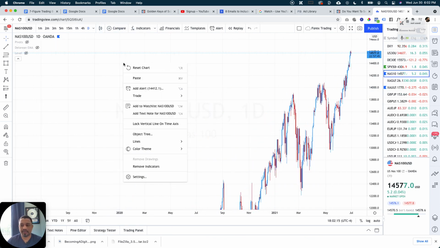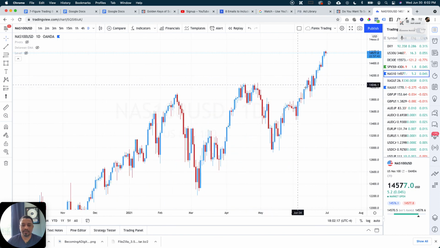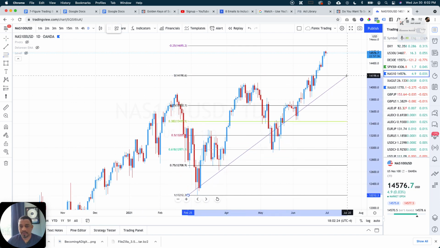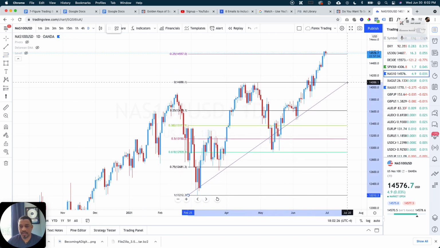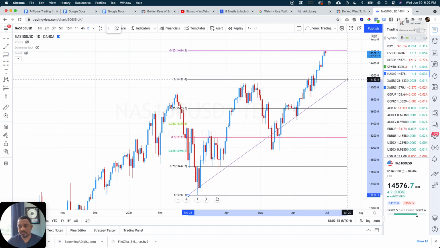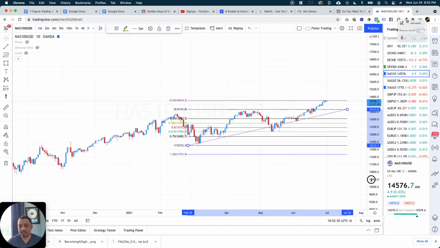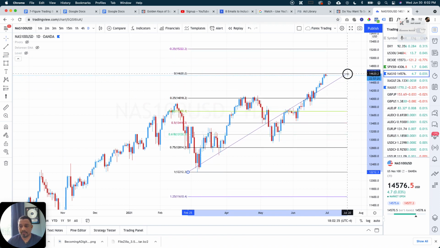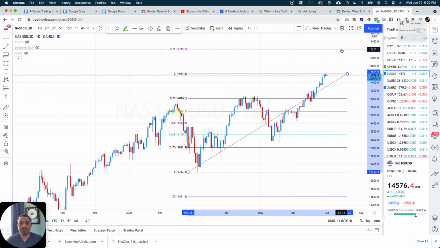NAS is also at an all-time high. So if we go from the swing low to a swing high, it has hit. So we'll start a new one. Here. All right. Potential target. We'll break this up into quarters.